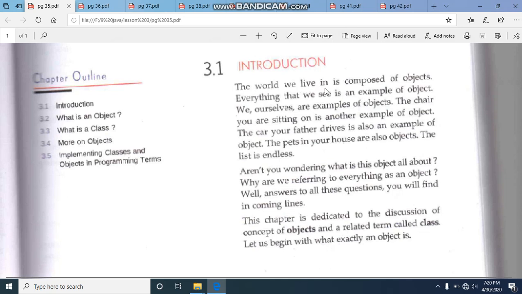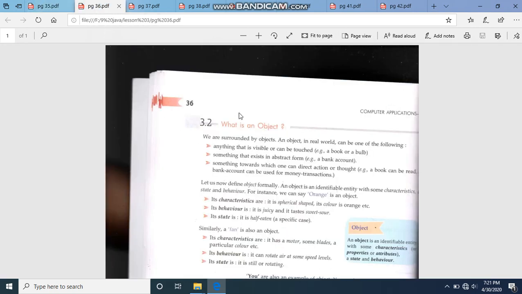The world we live in is composed of objects. Everything that we see is an example of an object. We ourselves are examples of objects. And the chair you are sitting on is another example of an object. The car your father drives is also an object. The pets in your house are also objects, and there are endless objects in the world. So this chapter is dedicated to the discussion of the concept of objects and a related term called class. So let us begin with the next page onwards.